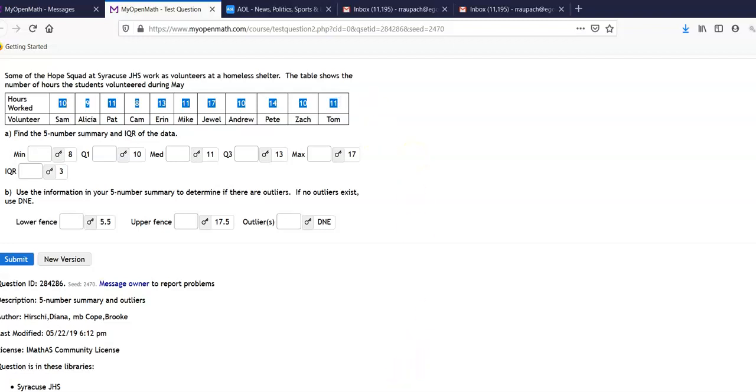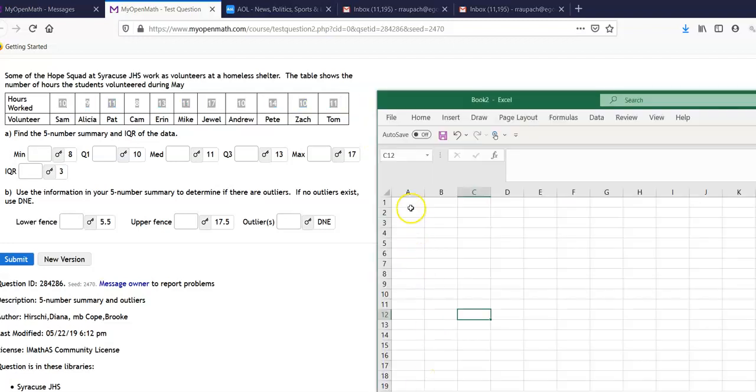Control C and Control V. Did it work? It did work. Okay. All right. So there are 1, 2, 3, 4, 5, 6, 7, 8, 9, 10, 11 data. Okay. All right. 11 pieces of data. Okay. Let's go to work.